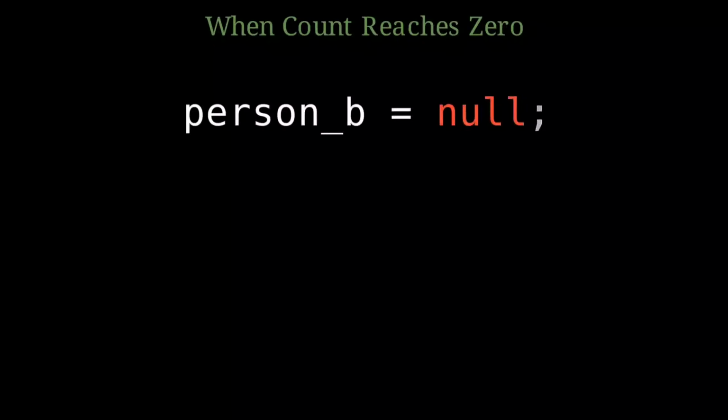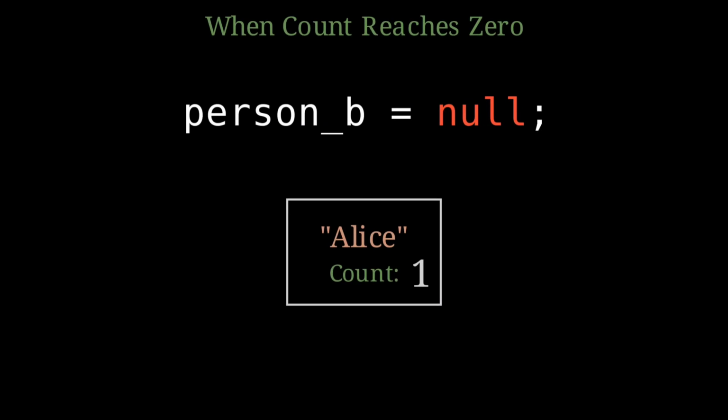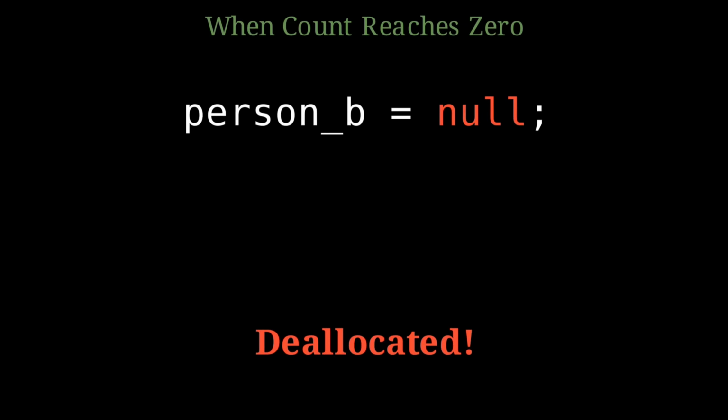We set person_b to null. This destroys the last reference to the Alice object. Watch the counter drop to 0. The moment it hits 0, something important happens. The object is immediately deallocated. The memory is freed and returned to the heap right away. There's no waiting, no scanning, no pausing. As soon as the count reaches 0, the cleanup happens.